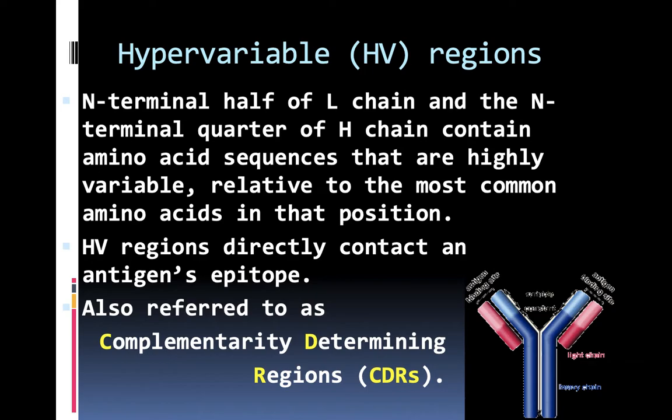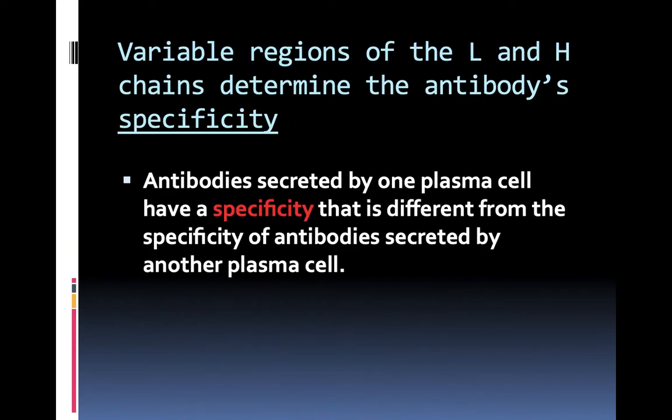Now, from our last sync session, we discussed that antigen recognition requires specificity of recognition by a dedicated antibody. And this specificity is attributable to the variable regions of the light and the heavy chains. So that hypervariability is the reason why there are specific antibodies that will recognize specific antigens.